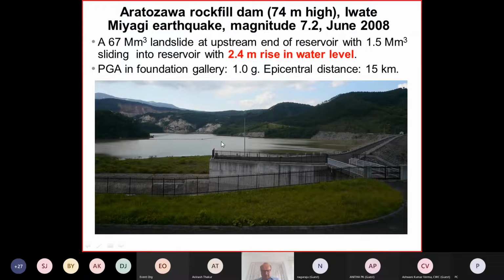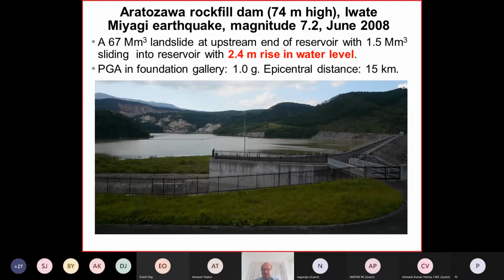And of course, the reservoir you see is not very big. So if this moved into the reservoir, it displaced the water, and the water level was rising by 2.4 meters. Okay, so on one hand, it looks like in a catchment further up, we have a big landslide. This caused a displacement of the water, so it increased the water level by 2.4 meters. So if you account for that, you have to provide adequate freeboard to absorb such waves.